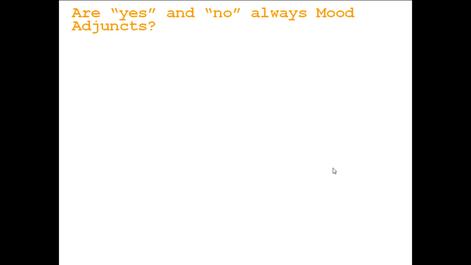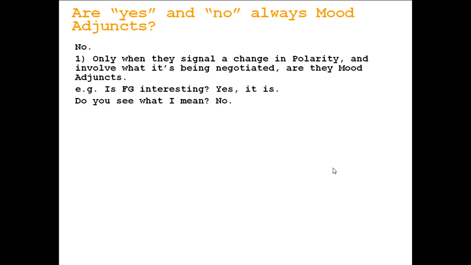Okay, let's now talk about yes and no. You remember in my previous lecture I told you that no can be considered to be a polar adjunct, so a mood adjunct. Is this always the case? No, it's not always the case, because it is only when yes and no signal a change in polarity that they are genuine mood adjuncts. When I, for example, answer a question like, is functional grammar interesting? Yes, that's a polarity marker. So, okay, you see what I mean? No. Well, I hope this won't be your question, but it would be a polarity marker, just like if you say yes, it would be a polarity marker because it introduces polarity.